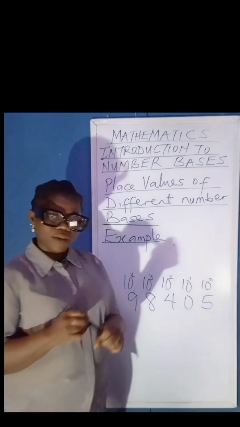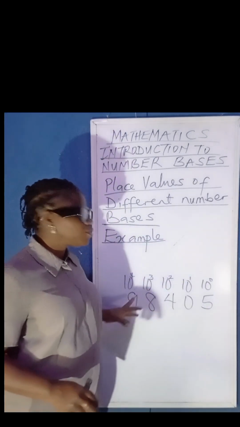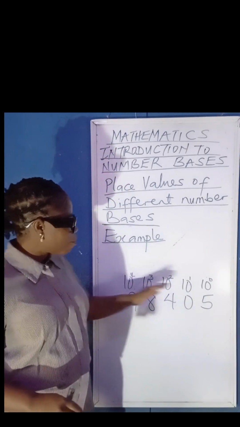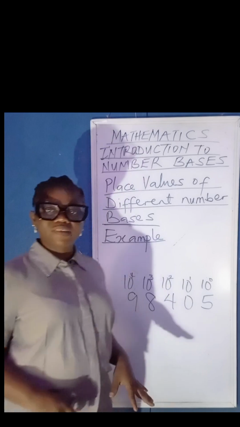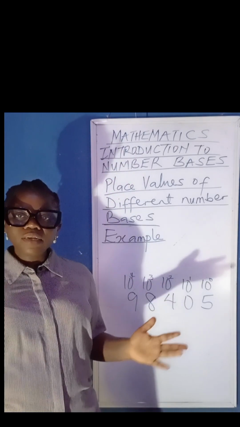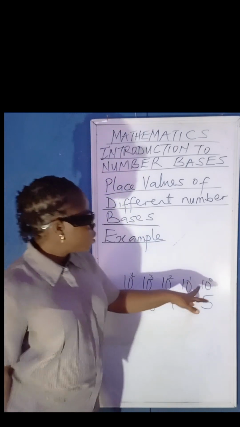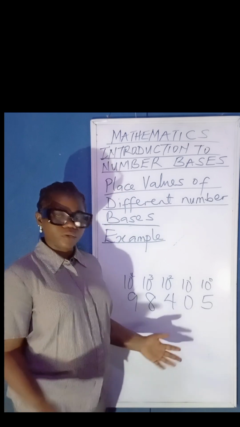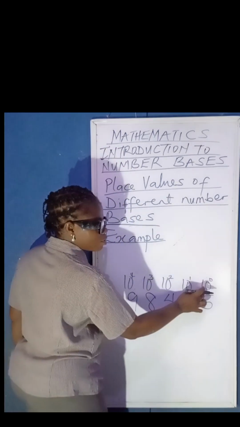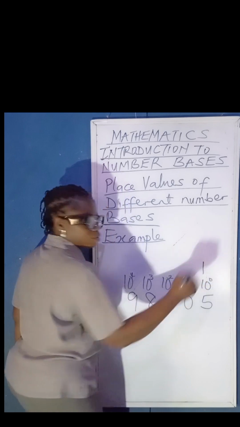All these place values are in terms of 10. You can see there are different powers of 10 because this is a number in base 10. Using the knowledge of indices, we know that anything raised to power 0 is equal to 1. And that is why this 10 raised to power 0 is equal to 1.